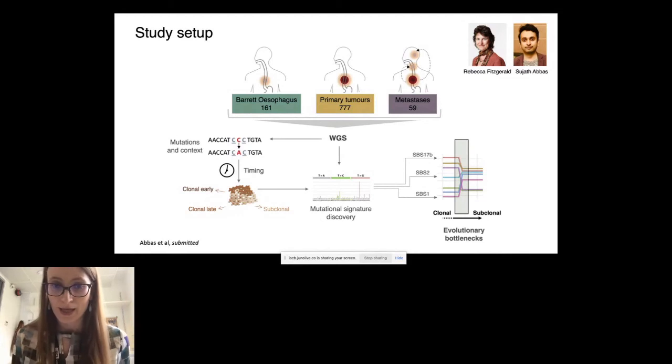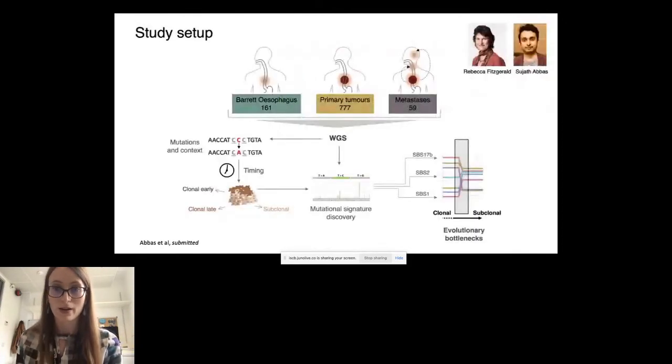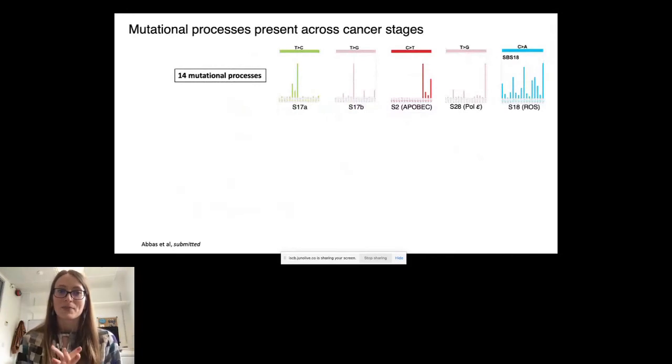and study that. So first of all, by studying this larger cohort of cancers, and I should mention that this is very much a collaboration, and this study was initiated in Rebecca Fitzgerald's lab, and Sujat was the PhD student who studied these processes, and Rebecca and I co-supervised him. Right, so what did we find?